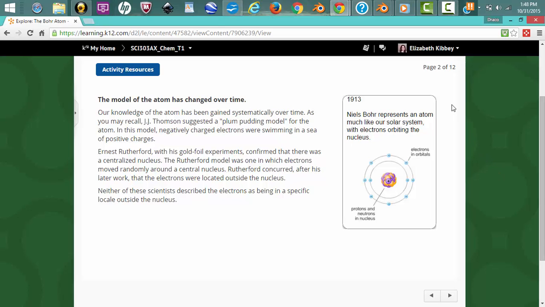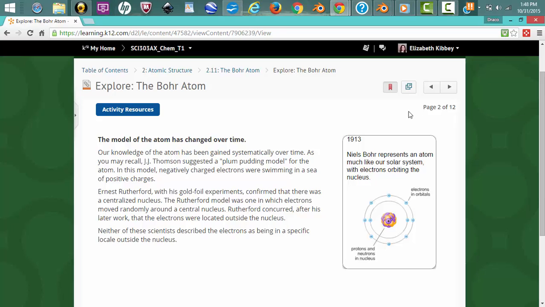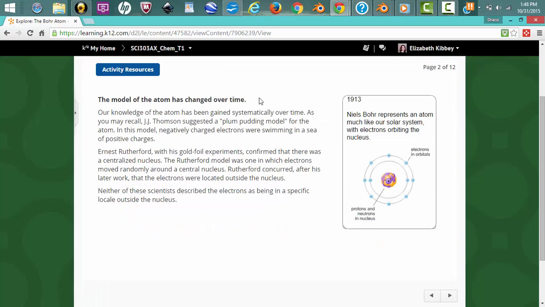Hello guys, and in this video I will be going over Unit 2, Lesson 2.11, the Bohr atom. I will not read all of this. I will just gradually skim through the main ideas, to save time. So, let's get ready. The model of the atom has changed over time.